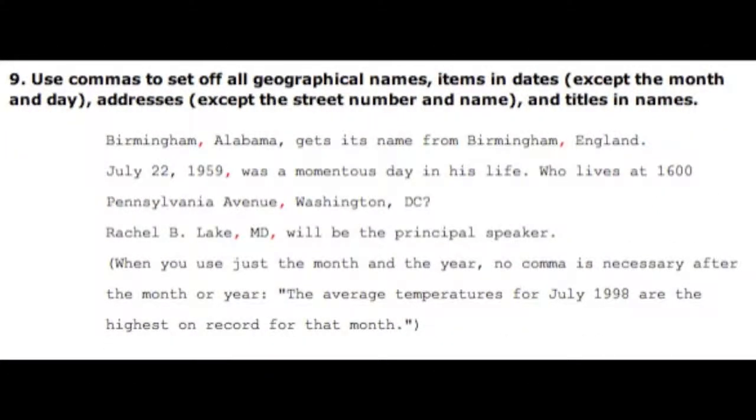The next rule of comma usage kind of goes along with the listing, except it's for specific purposes. So say you have geographical names like a city and then a state, you put a comma in between them. Items in dates like after the day, before the year, you have a comma. In addresses as well, you put a comma after the street name and then after the city. Finally, if you have titles in the names, like if someone has an MD or a PhD, you put a comma after the name before their title.